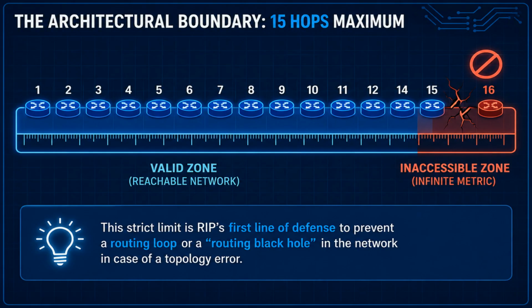One of the most important limitations of the RIP protocol is the maximum hop count. In RIP, a route is considered valid only if it is reachable within 15 hops or fewer. Each router crossed adds 1 hop to the metric. As soon as the metric reaches 16 hops, RIP considers the destination unreachable. In other words, 16 represents infinity in the RIP protocol.